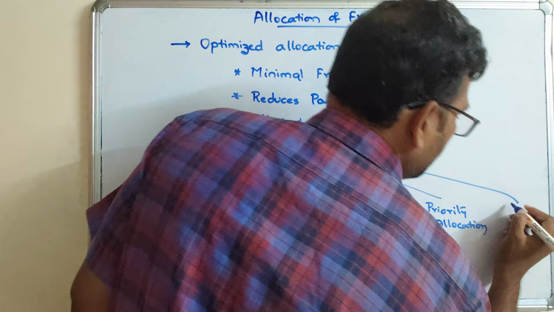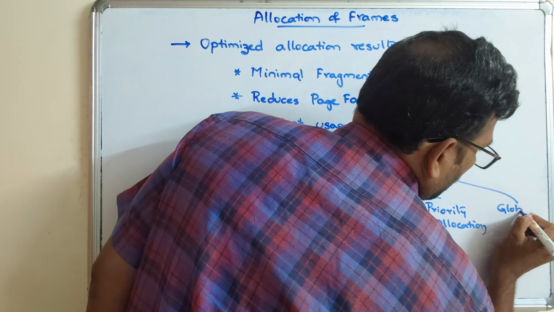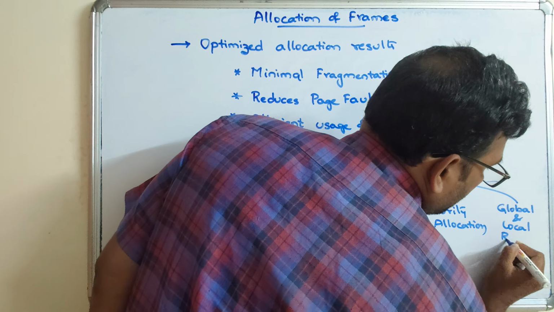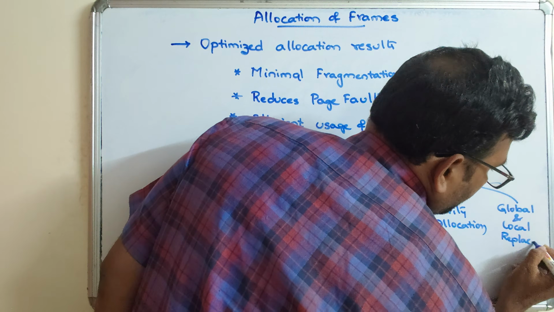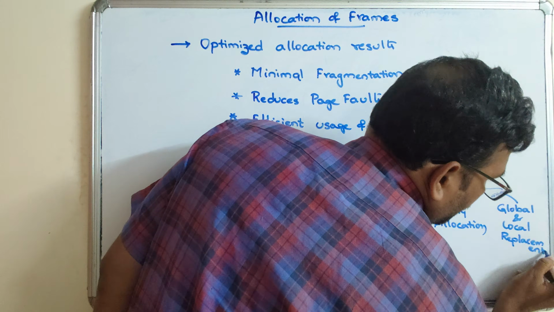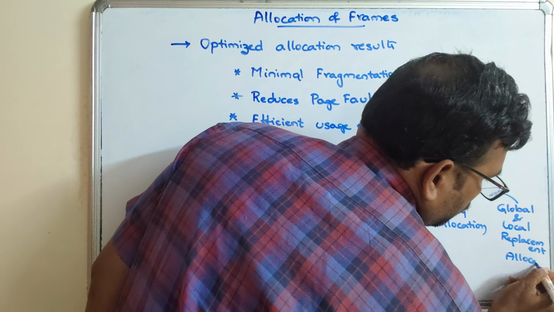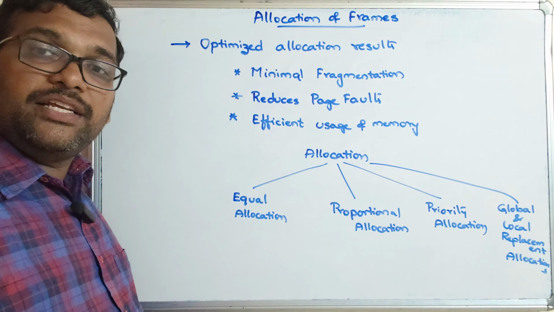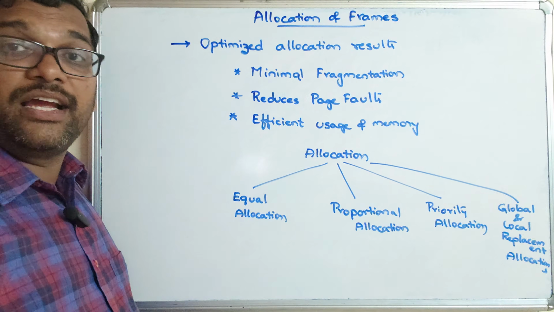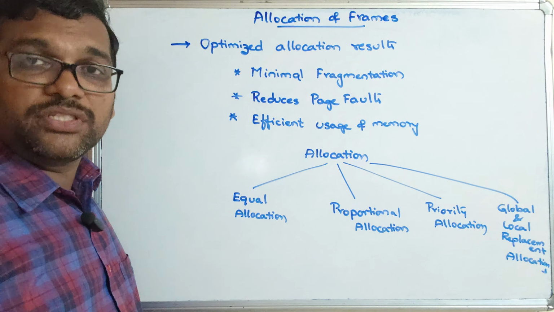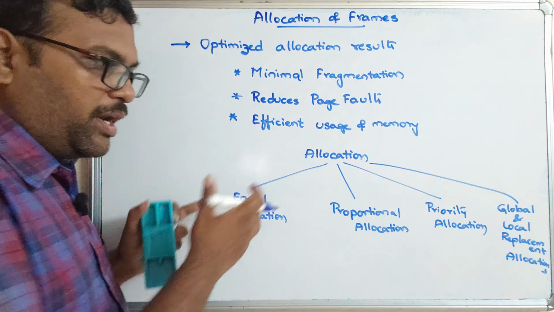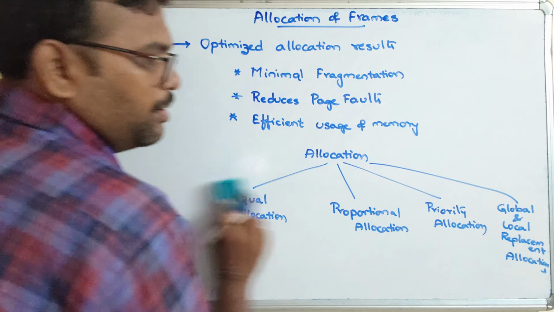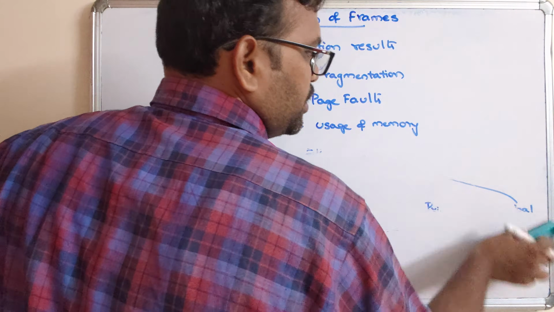And the next one, global and local replacement allocation. These are two different types. So these are the different allocation techniques, the ways we can allocate the frames to the processes. Now we will see one by one: equal, proportional, priority, and global and local replacement allocation techniques.